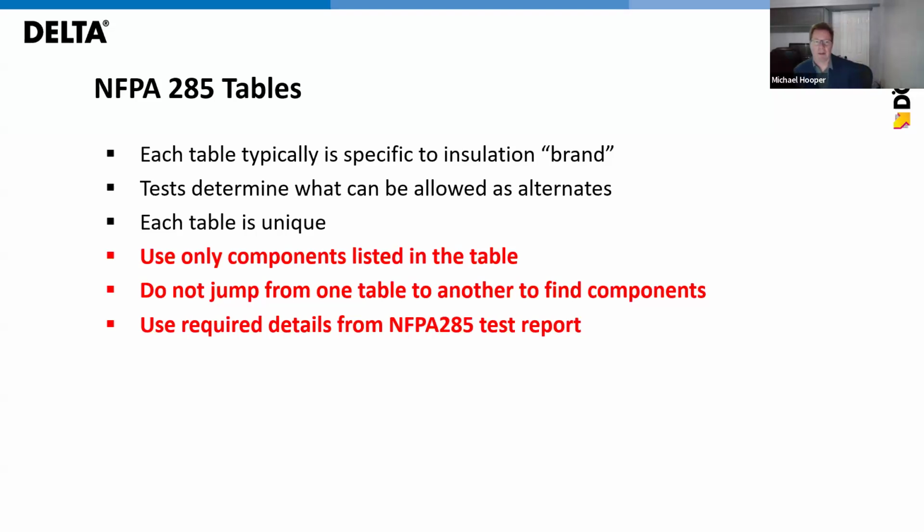So the test will tell you what alternates can be allowed. Each table is going to be unique. You can only use the components listed in the table. You can't jump to another table to find other components. You can't mix and match to get your best results. You really need to look at the table as a whole and pull your assembly based on that table. So all these details are from the NFPA 285 test report.